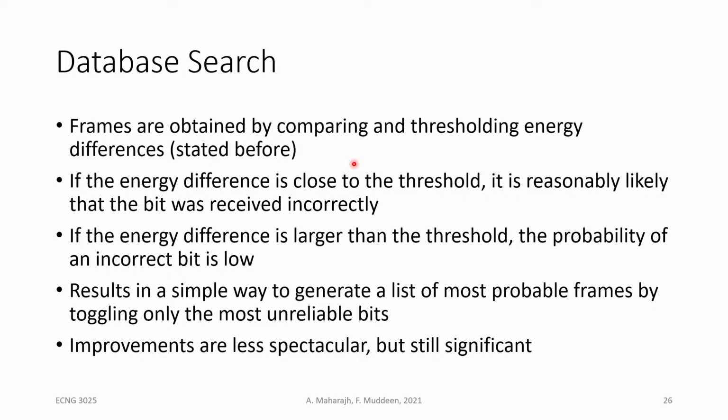We saw that when the energy difference is close to the threshold of 0.35, it's very likely that the bit received was incorrect. If the energy difference is larger than the threshold, the bit was most likely correct. This results in a simple way to generate a list of most probable frames by toggling only the most unreliable bits. We get a small speed up by using only the most reliable frames for our searches, but it's still a significant speed up.